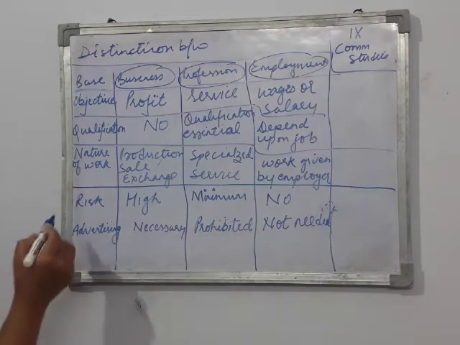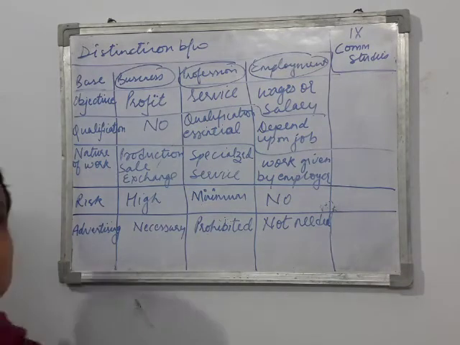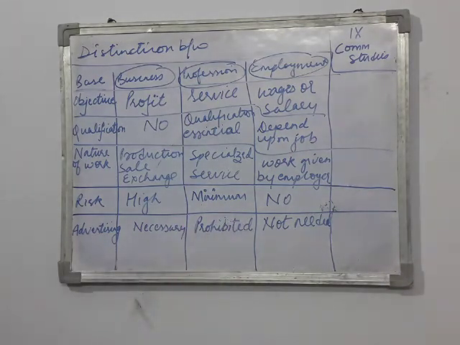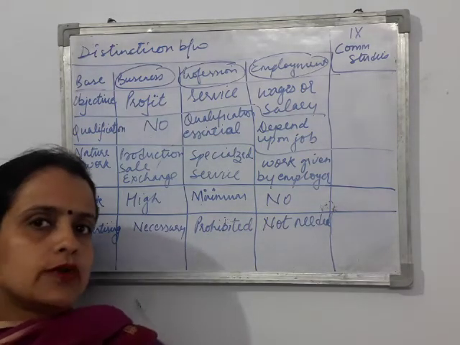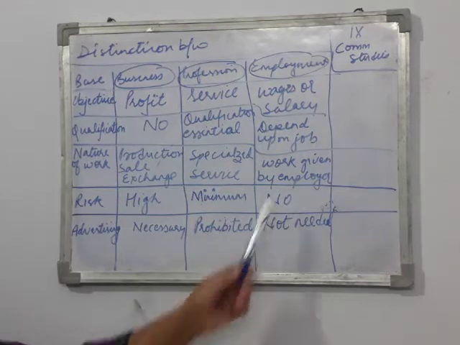रिस्क की बात करें तो रिस्क में तीनों में डिफरेंस ये रहेगा that in business there is a very high degree of risk, whereas in profession there is minimum or a negligible risk. Like negligible मतलब ना के बराबर, मामूली सा risk. And in employment there is no risk.